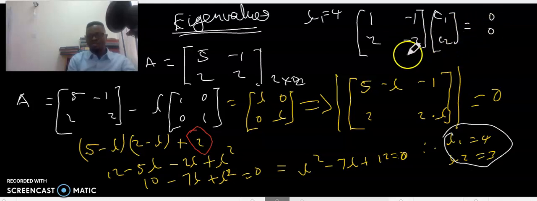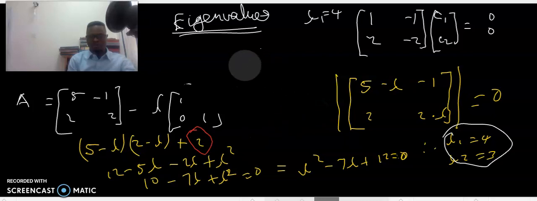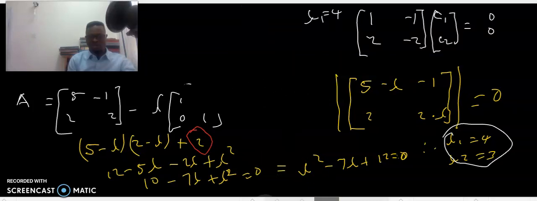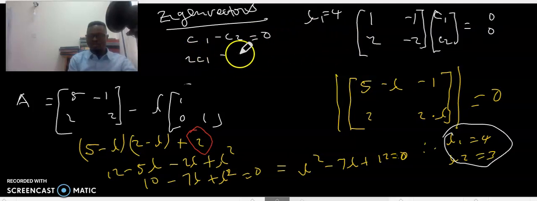And now we solve this as a system of equations. Of course, what we are looking for now is the eigenvectors. Good. So what we have here is c1. Then if we multiply this, it is simply c1 minus c2 is equal to 0. Of course, here we have 2. This simply means it's 2c1 minus 2c2 is equal to 0.